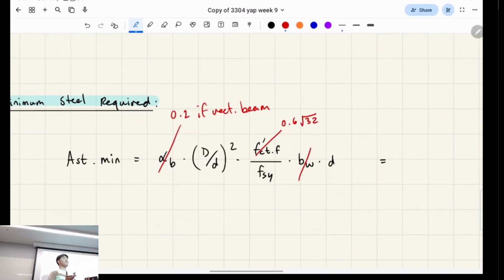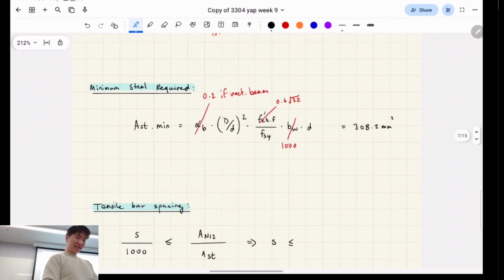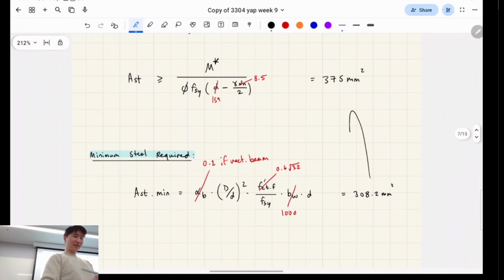bw. It says b web, but a web and a flange is no different because we're designing a rectangle, right? So this is just 1,000. Yeah. So that's the minimum. Obviously we have to check whether this is greater than the Ast value later when we finalize our Ast value, but we don't have a finalized value yet. We just have a range.